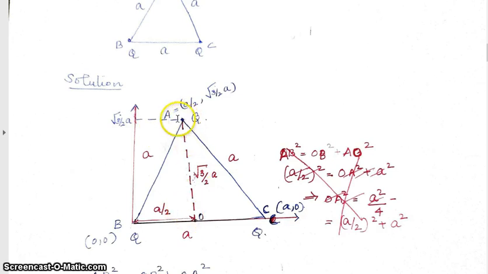This root 3 by 2A is your y coordinate, and our A coordinate will be A by 2. Sorry, x coordinate will be A by 2. Okay, x coordinate is A by 2 and y coordinate is root 3 by 2A. That is written here. Now you can write the position vectors. Here A by 2 into small ax. Here root 3 by 2A into small ay. Here 0ax, 0ay. Here A into small ax plus 0 into small ay.